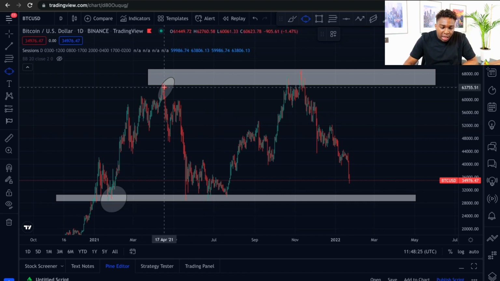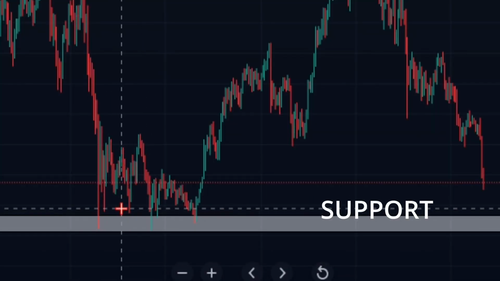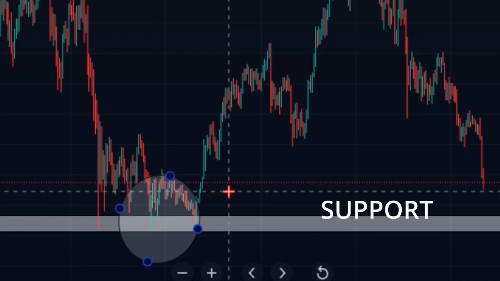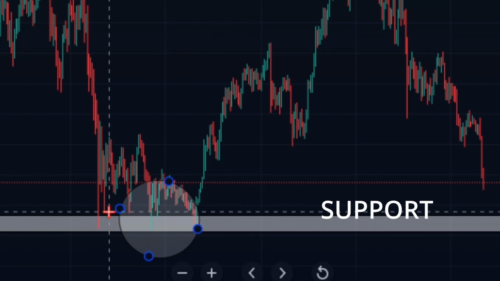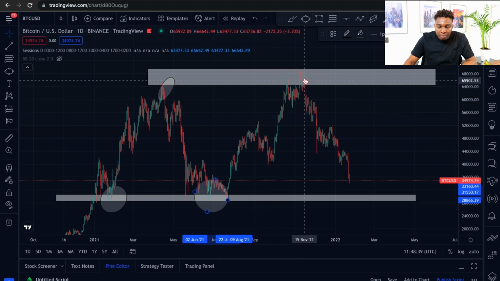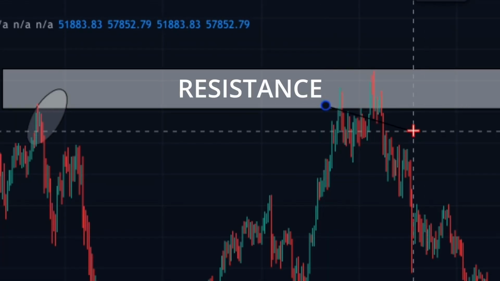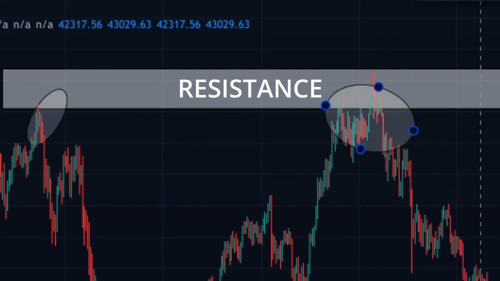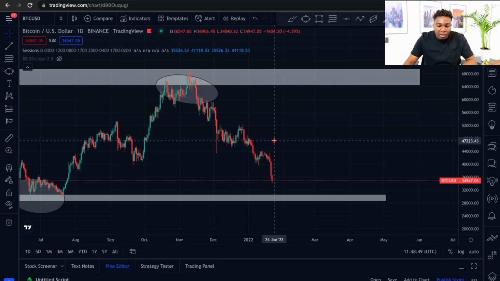So see it again, it will come down. So when it hit this support again, see it again, it's hitting it at this point. Once it hit it, it will go up. Can you see? It will go up. And once it hit the resistance here, it will come down.